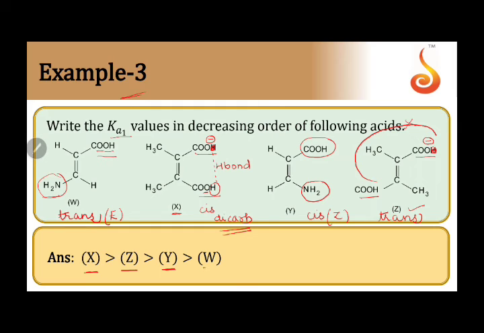Similarly, when you are comparing Y and W, once again we can say that Y is more acidic because if this H plus is lost, then we have a force of attraction between this O with the minus charge and this hydrogen which is nearby because it is once again the cis isomer, as compared to W where the hydrogens of the NH2 group are quite far away. Hence, the order is X greater than Z greater than Y greater than W.